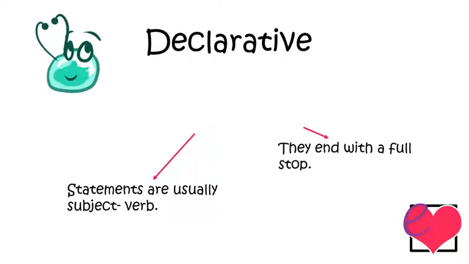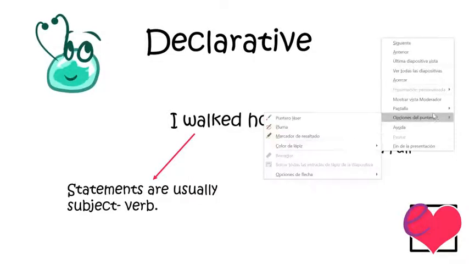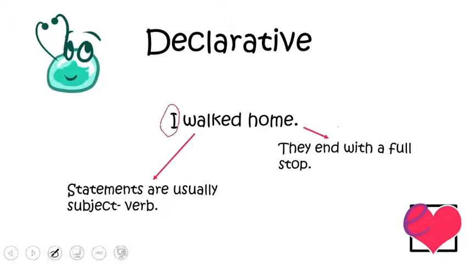The declarative is usually subject and verb, and it ends with a full stop, and it has a statement. They are saying something. They are declaring something. For example, I walk at home. So see, you've got the subject, we've got the verb, and the predicate is walk at home. This is the subject, I, verb walk, and this is just the complement, home. So it's a statement, it's saying that I walk at home, it's declaring something.